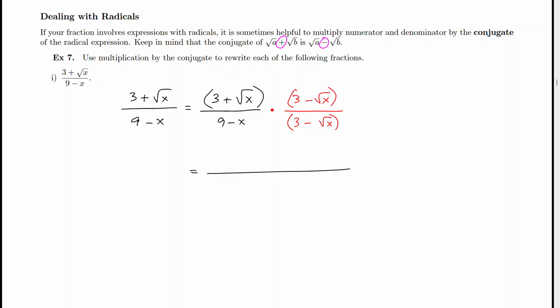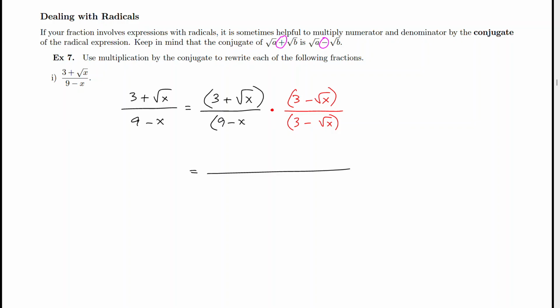So to multiply everything out, we can multiply the 3 with the 3 with the square root of x, then the square root of x with the 3, and then finally the square root of x with the negative square root of x using the FOIL method. If you recognize that this is a pattern, 3 plus square root of x, 3 minus square root of x, then great, you can use a shortcut to do this problem a little bit faster.